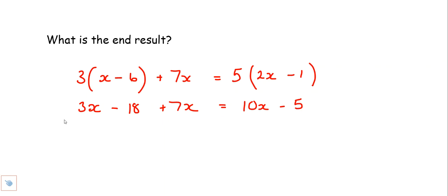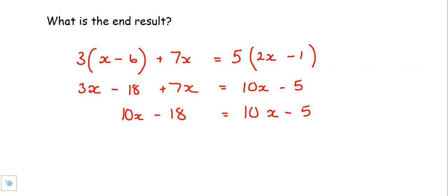Then you collect the like terms. So it would be 3 plus 7, which is 10x minus 18 equals 10x minus 5. What happens next? You have to get rid of one of the x's.